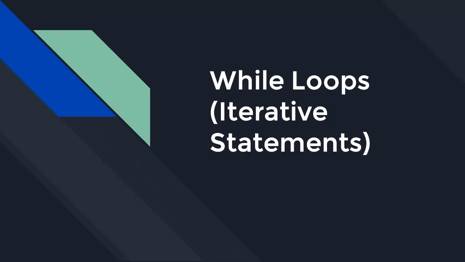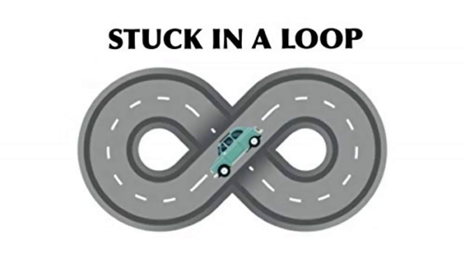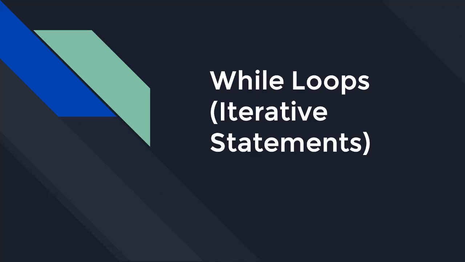Now let us continue to learn about while loops. So first we need to understand what are loops. Now loops are anything that happen repeatedly. That's the meaning of the word loop. So while loops are basically loops where something happens as long as the condition is true.